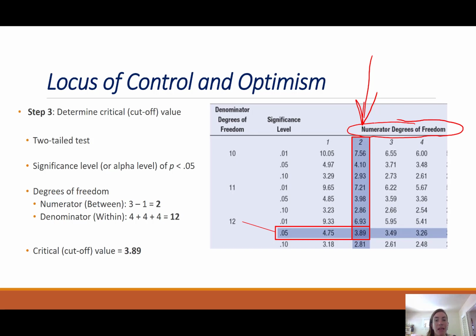Then we need to find the denominator degrees of freedom, or degrees of freedom within. And remember from the previous lecture that this is degrees of freedom for group 1 plus degrees of freedom for group 2 plus degrees of freedom for group 3. So that's 4 plus 4 plus 4 gives us denominator degrees of freedom of 12. So this is now like a little game of battleship. We find our denominator degrees of freedom, numerator degrees of freedom. Within our denominator degrees of freedom, we have to pick our significance level of 0.05, and we find a critical cutoff score of 3.89.